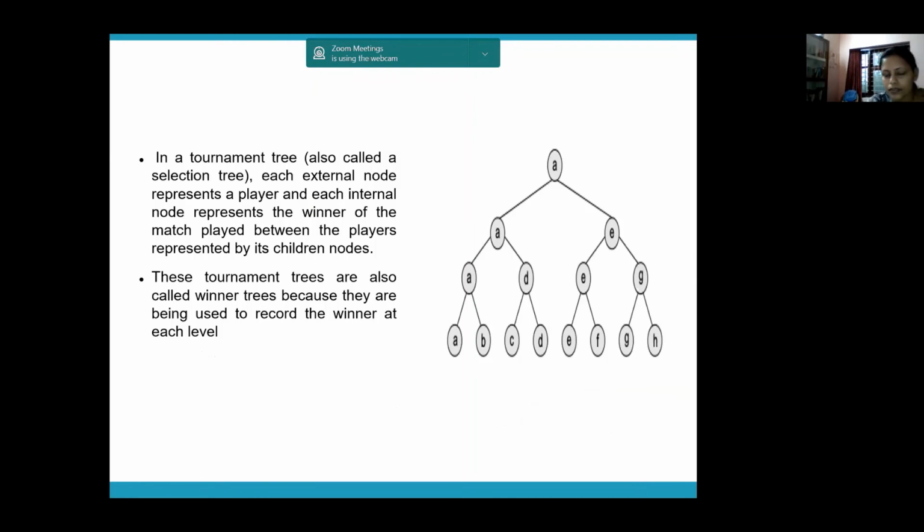Okay, so that is what I have planned for today. We'll continue with the different types of binary trees in the next session. Okay.